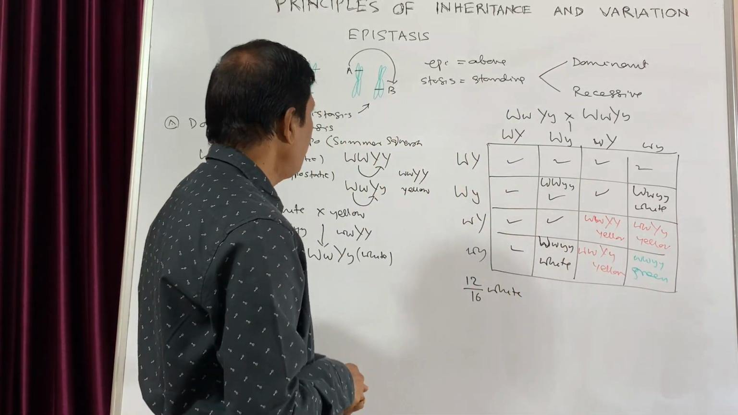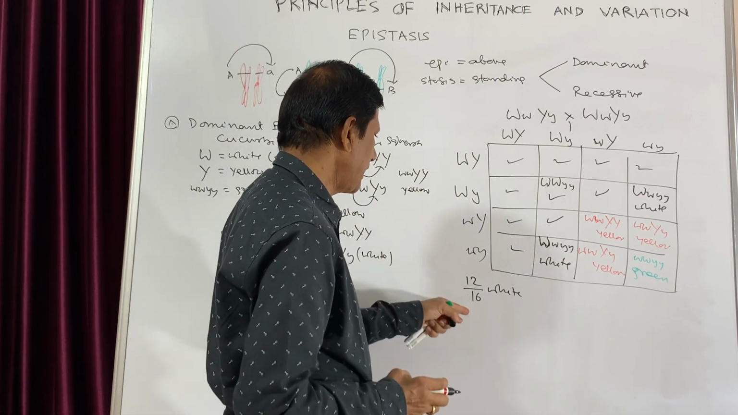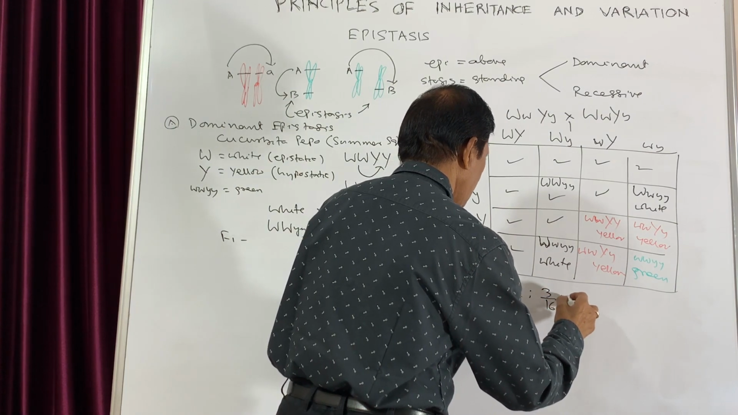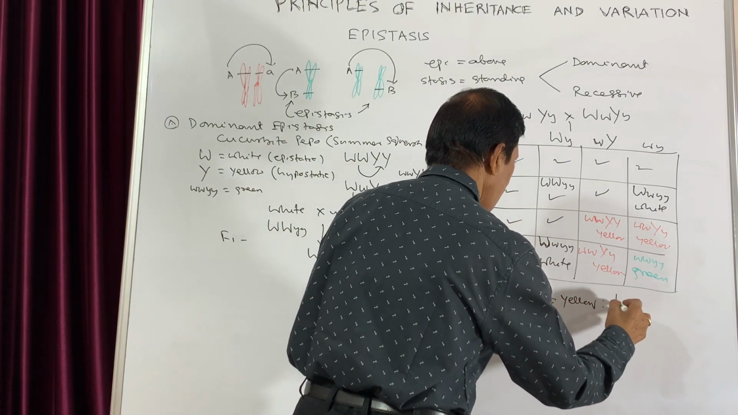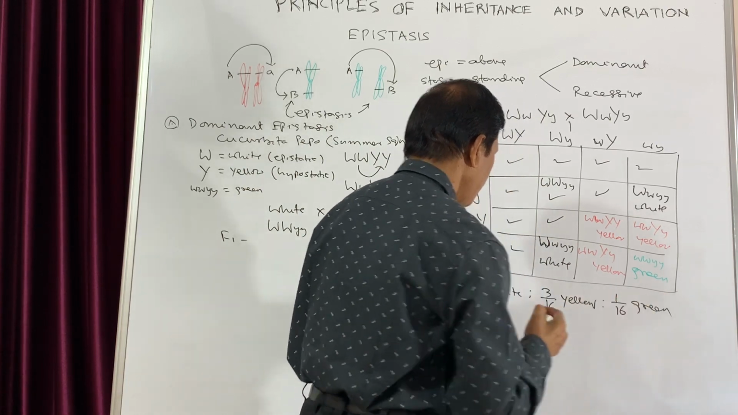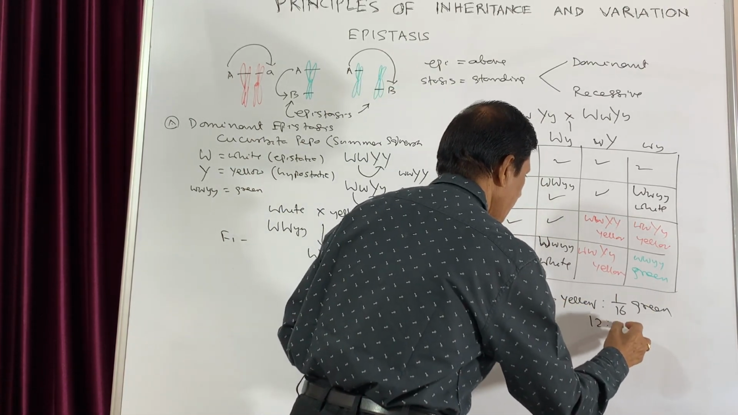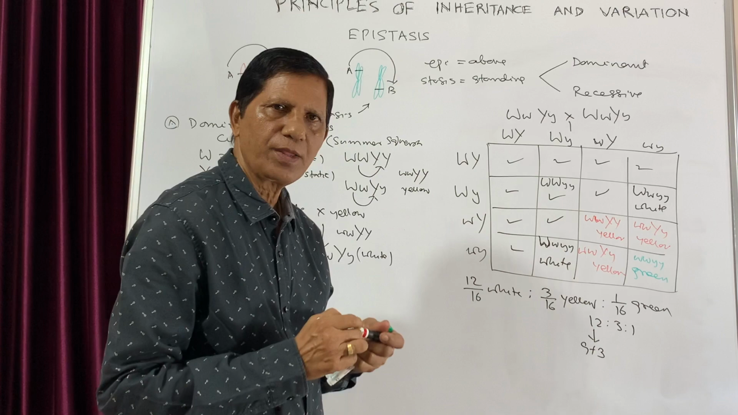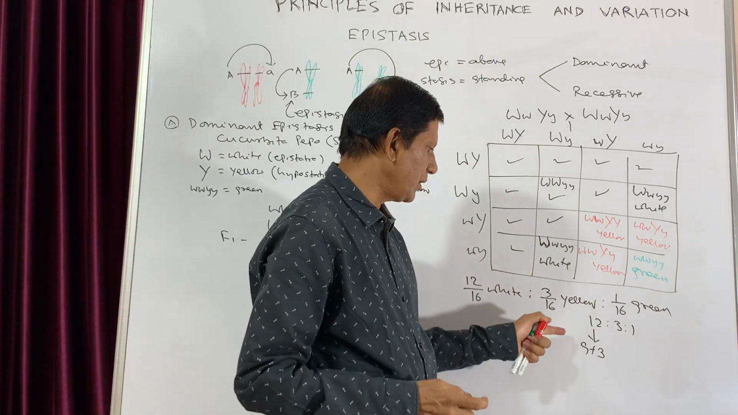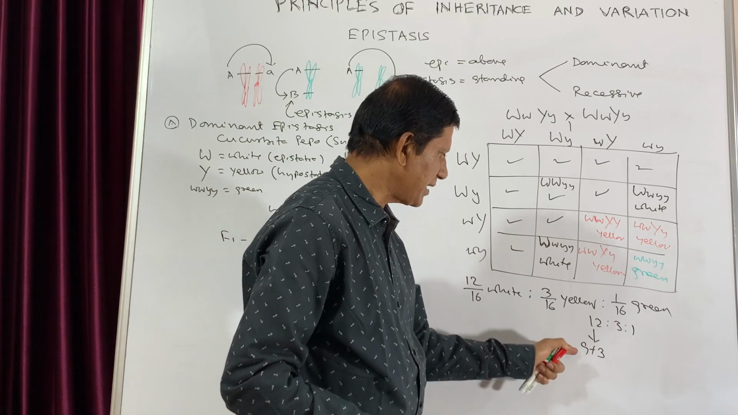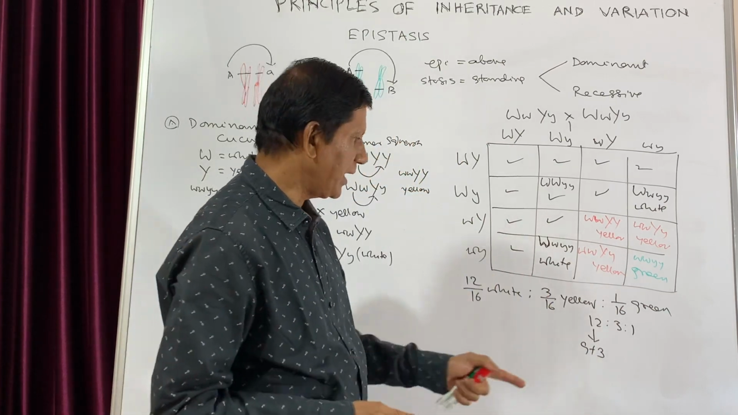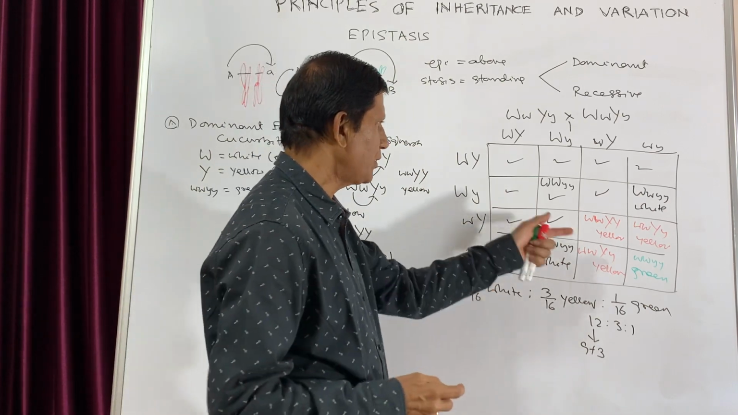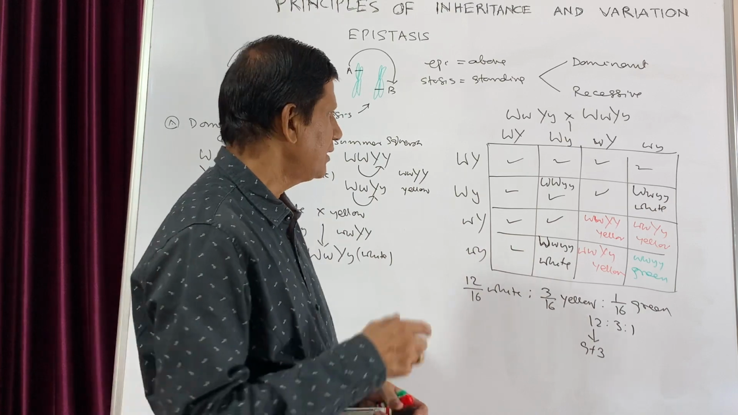That means now the ratio is 12/16 white, 3/16 yellow, and 1/16 green. That means it is giving the ratio of 12:3:1, and this 12 is the result of 9+3. Because Mendel's dihybrid ratio is 9:3:3:1. Here this 9 and 3 have been merged together, because when both the dominants are present, one is epistatic over the other one. So this is known as epistatic gene expression.